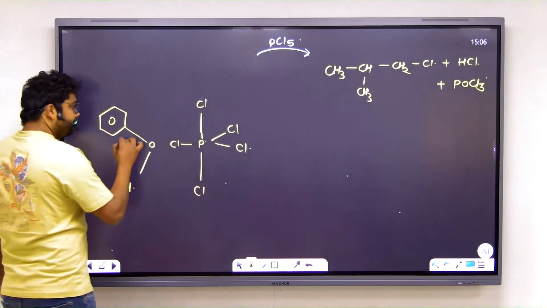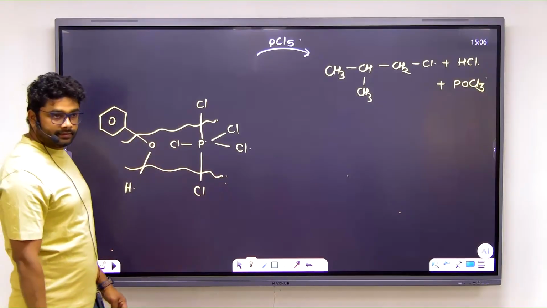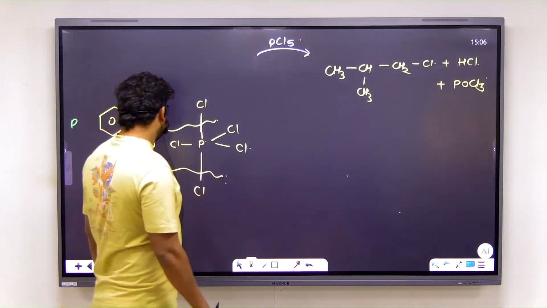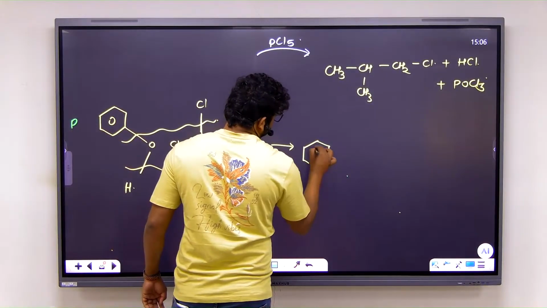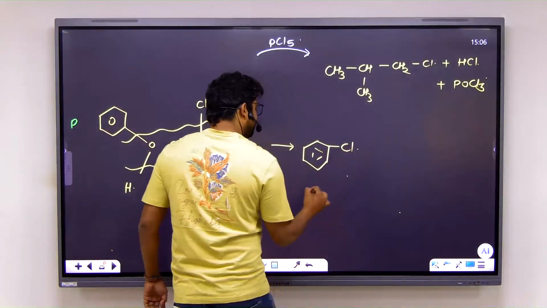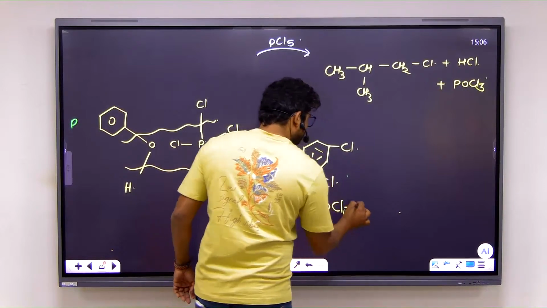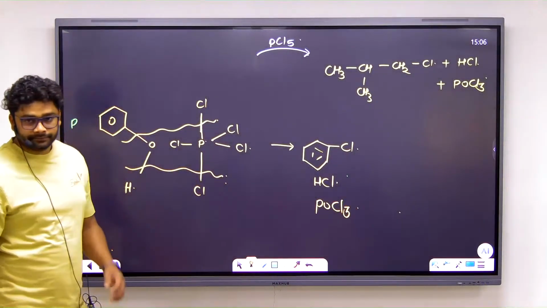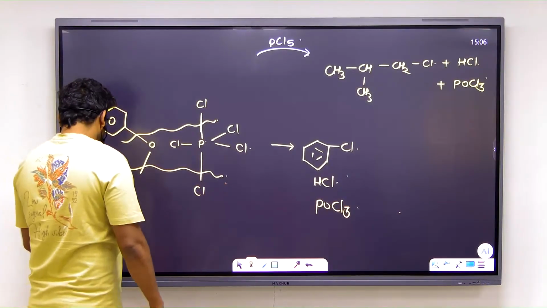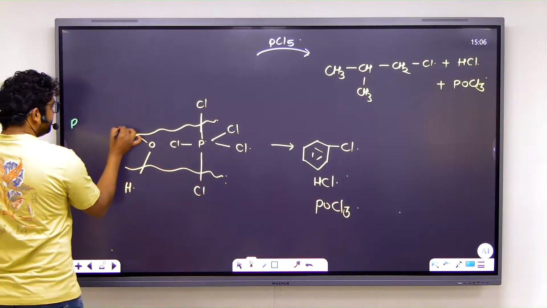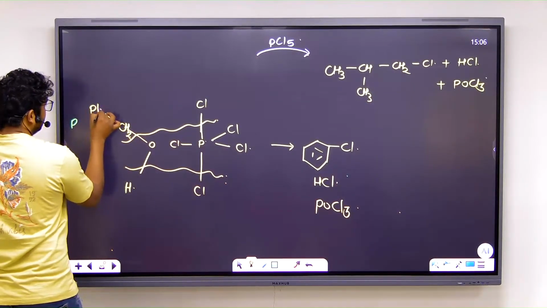Cut this from here, cut this from here. Right? So what do you get? Chlorobenzene. Yes or no? The other is HCl and the last one is POCl3. But the important thing is what? Benzyl, no? It is CH2 and phenyl. I'm sorry for this.